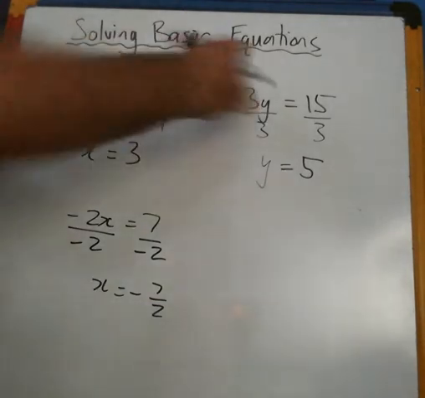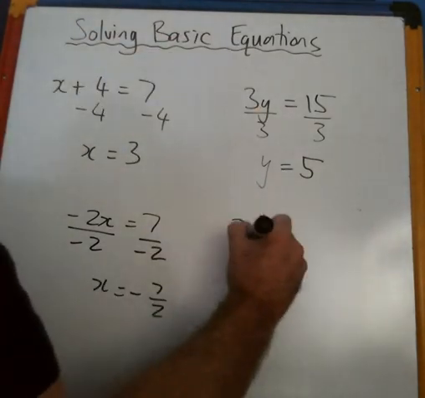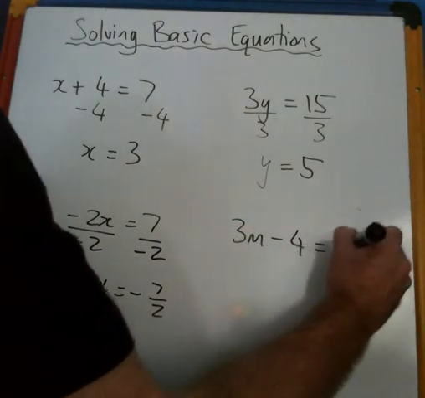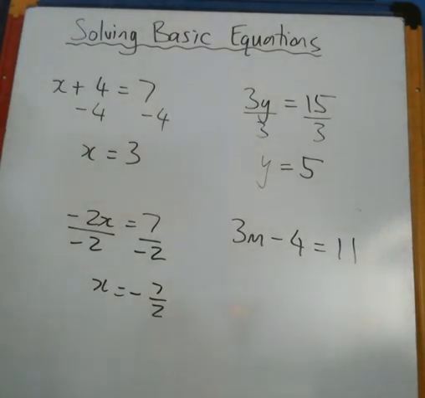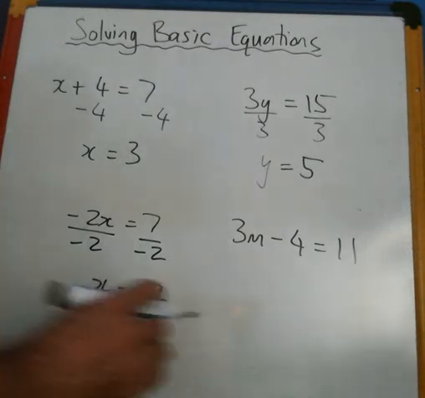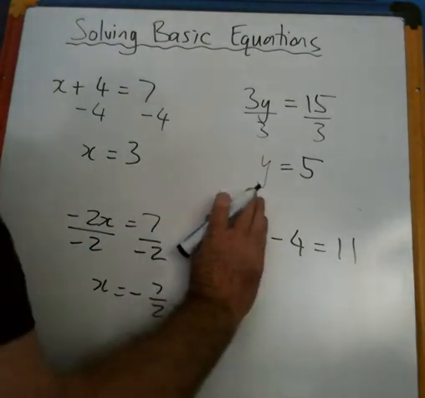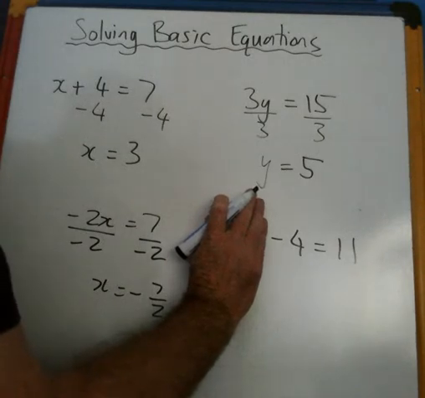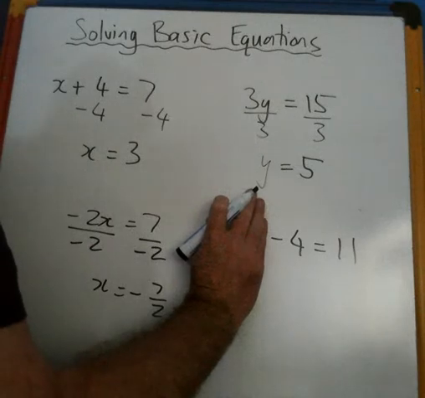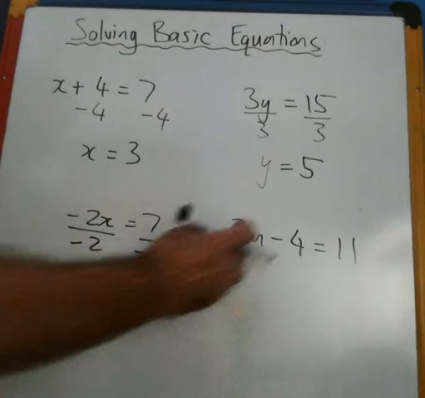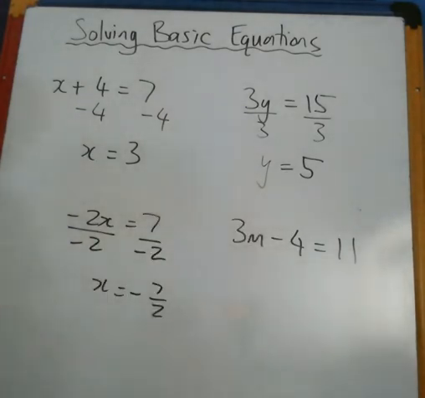We can combine these, in an example like that. Now here, one method of doing it is the cover-up method. If we cover up the bit with the letter, we can say to ourselves, well, what number take away 4 equals 11? And that would be 15. So the 3m would be equal to 15.